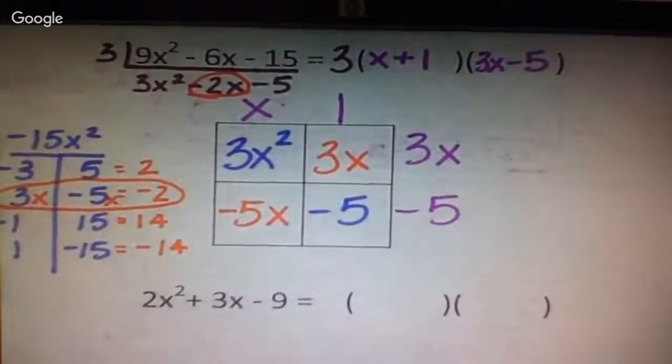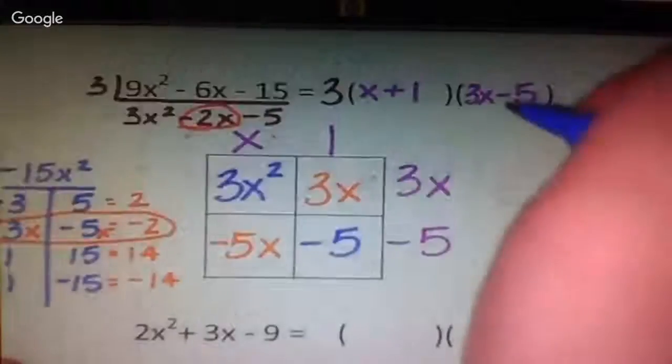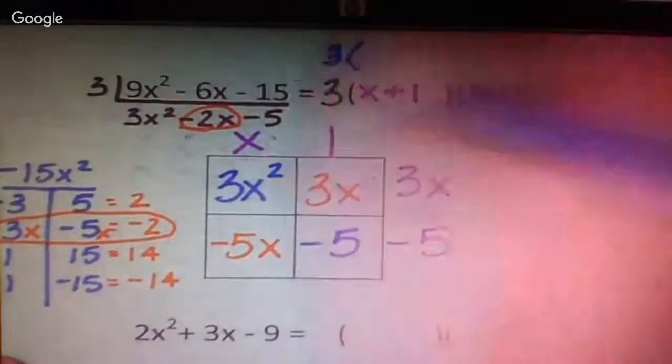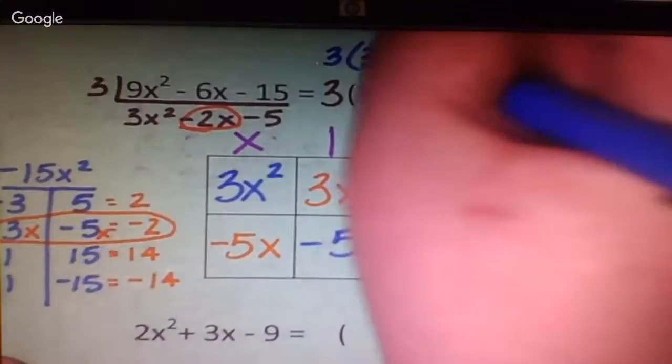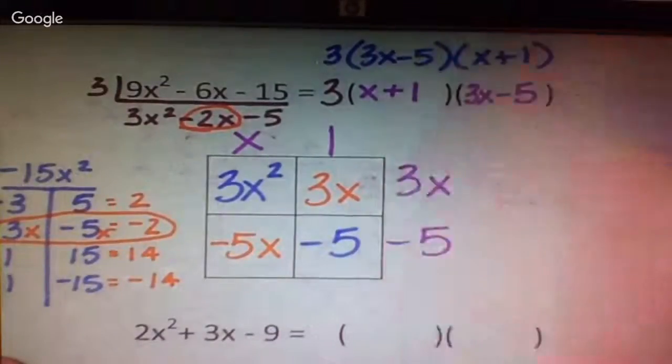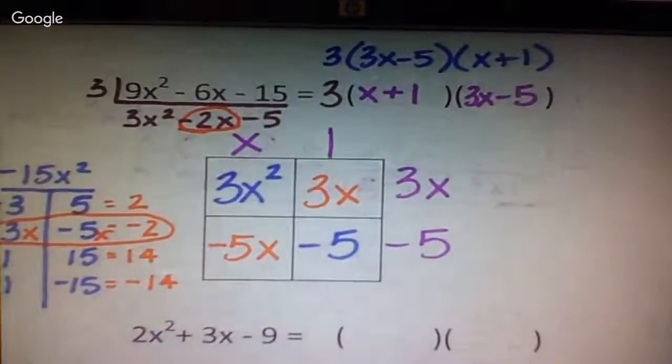No. Okay, so another good question. I like this because y'all really think about things. Your actual answer here could also be 3 times 3x minus 5 times x plus 1. It does not matter which order your factors are in. It's still the same answer. So I can move this one and make it first and make this one second, and it's still correct. Okay, so do not let that confuse you.